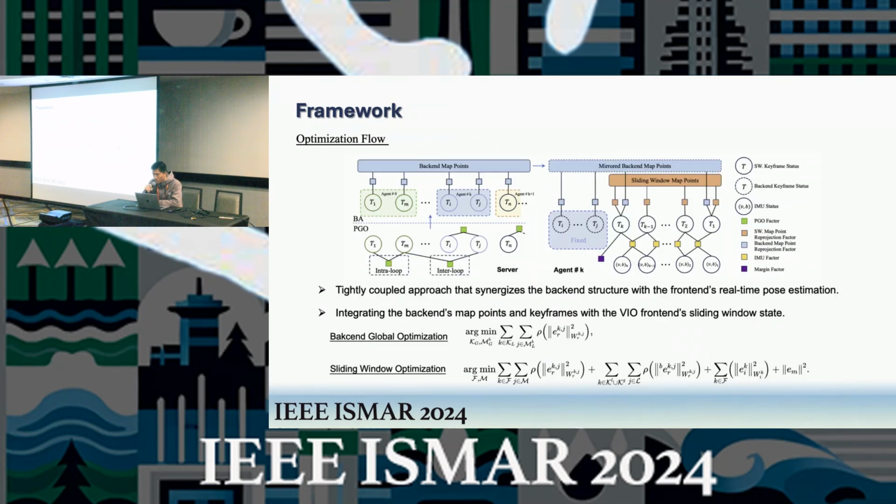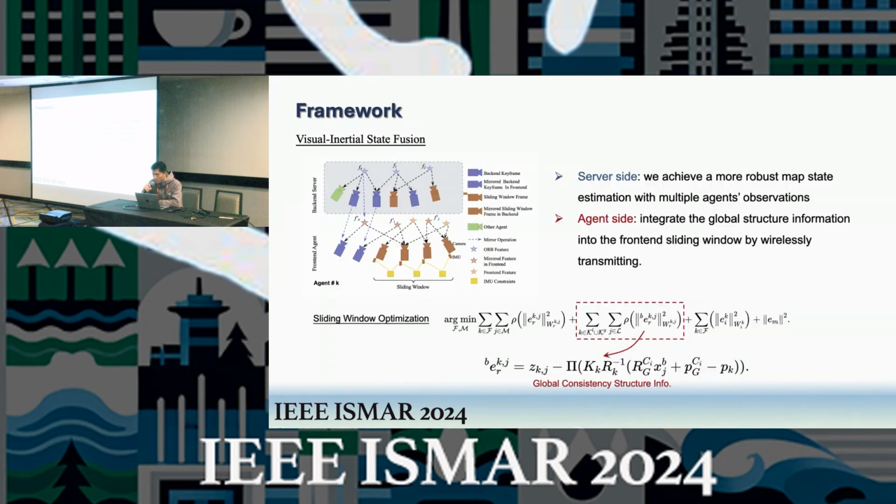And we summarized the total optimization flow in our system. On the server side, we first utilized pose-graph optimization to constrain the poses between keyframes involved in the intra-loop and inter-loop. Then, subsequently, bundle adjustment is performed to achieve the joint optimization of keyframes and map points across agents. The state of the local map in the backend is then synchronized with the sliding window state estimation in the local agent for completing the correction of the drift in the front end. The objective of sliding window optimization is composed of visual reprojection error, motion constraints from the IMU, and marginalization constraints.